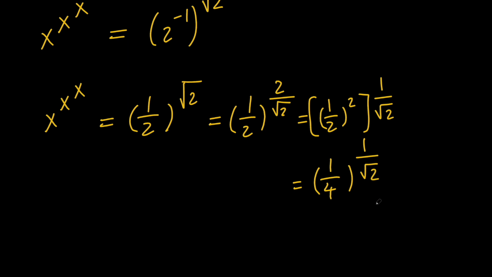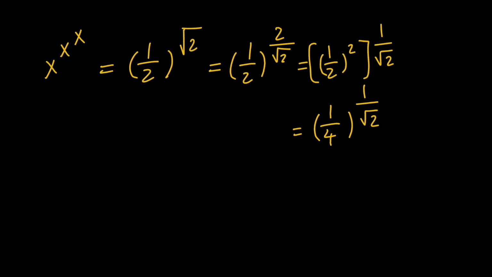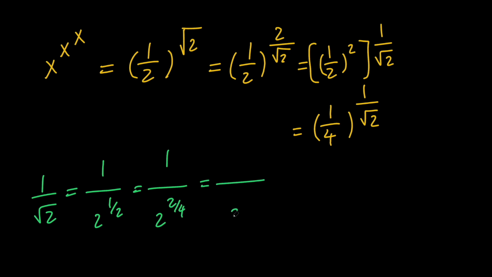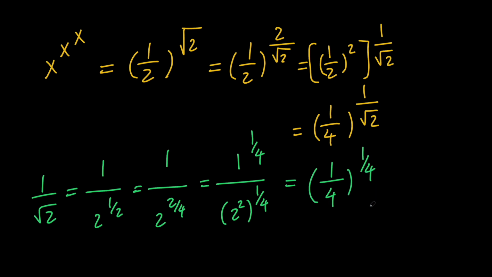Now at this point, let's talk about 1 over the square root of 2. Let's manipulate this. So 1 over the square root of 2 is the same thing as 1 over 2 to the power of 1/2. Now we can replace 1/2 with 2/4, and then we can write this as 2 squared to the power of 1/4. And we can replace the 1 on the top with 1 to the power of 1/4. Next, if we extract these 1/4, we're going to have 1 over 2 squared, which is 4 to the power of 1/4. So that means that this is 1 over 4 to the power of 1 over 4.